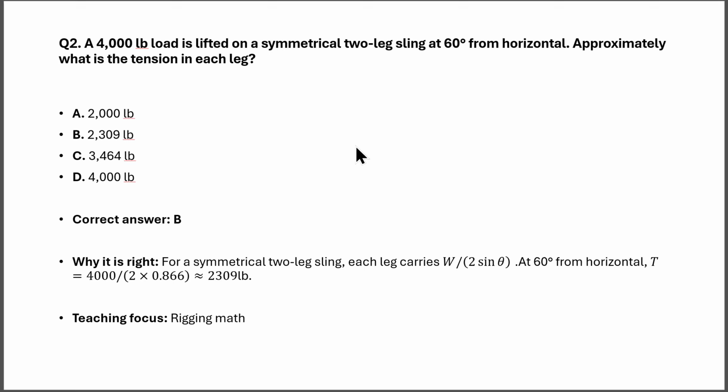Correct answer B. Why it is right? For a symmetrical two-leg sling, each leg carries W over 2 times sin theta. At 60 degrees from horizontal, T equals 4,000 over 2 times 0.866, which equals about 2,309 pounds. Teaching focus: rigging math you should handle.